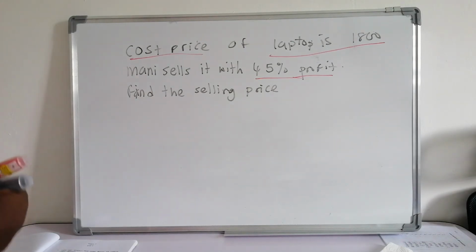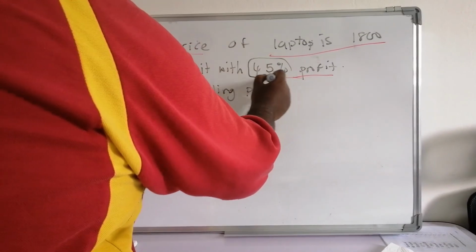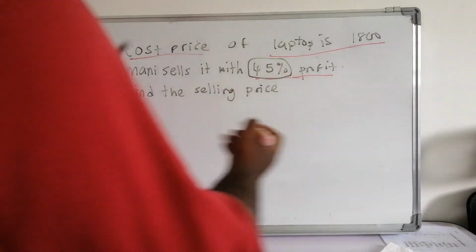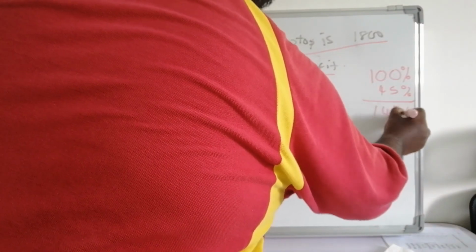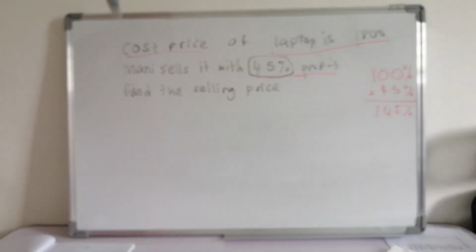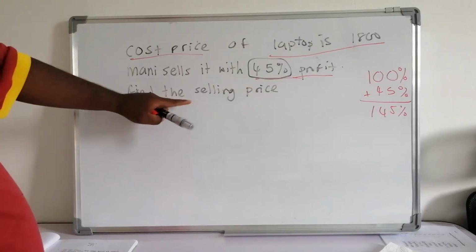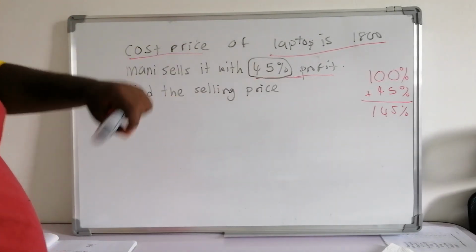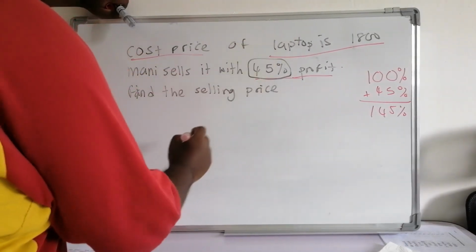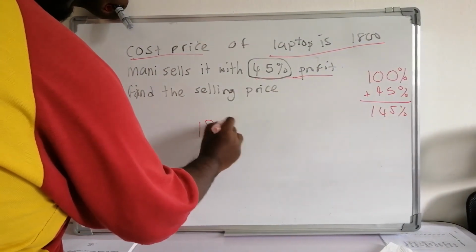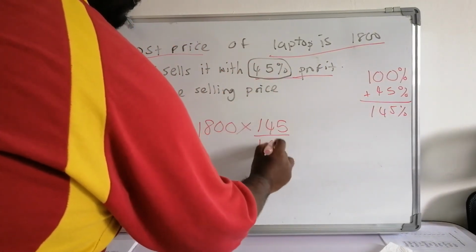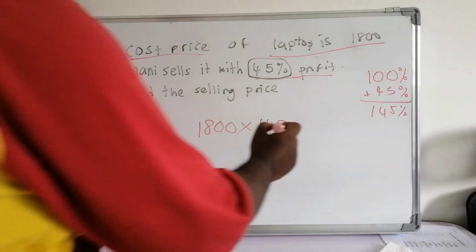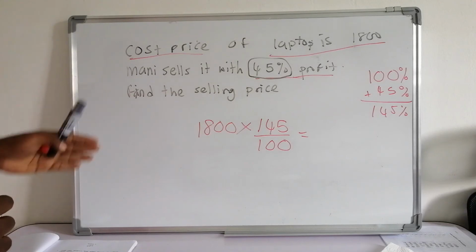So what we do in case we are getting a percentage, we plus 100% with 45%. So 145%. So in order to find the selling price, with the percentage, we take the cost price times by the new percentage. So we will get the answer. Okay, this is the first method.